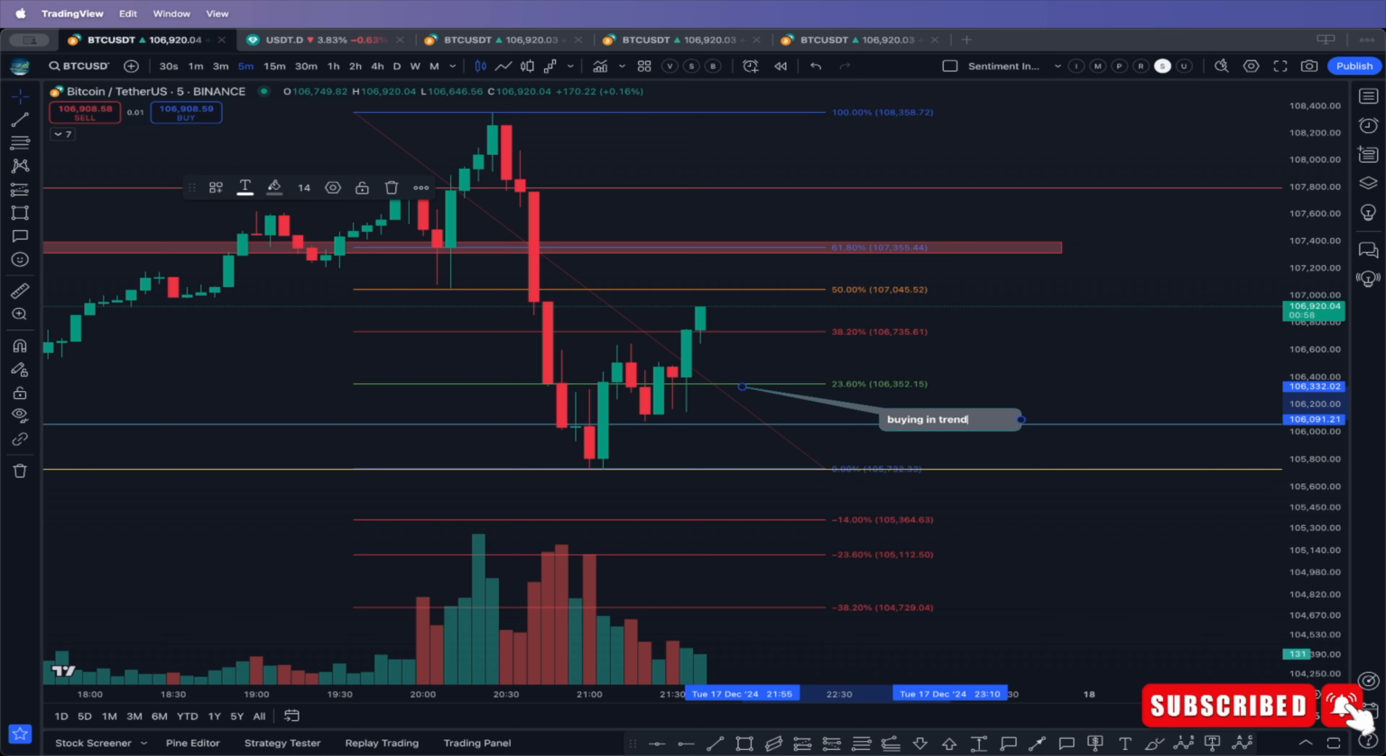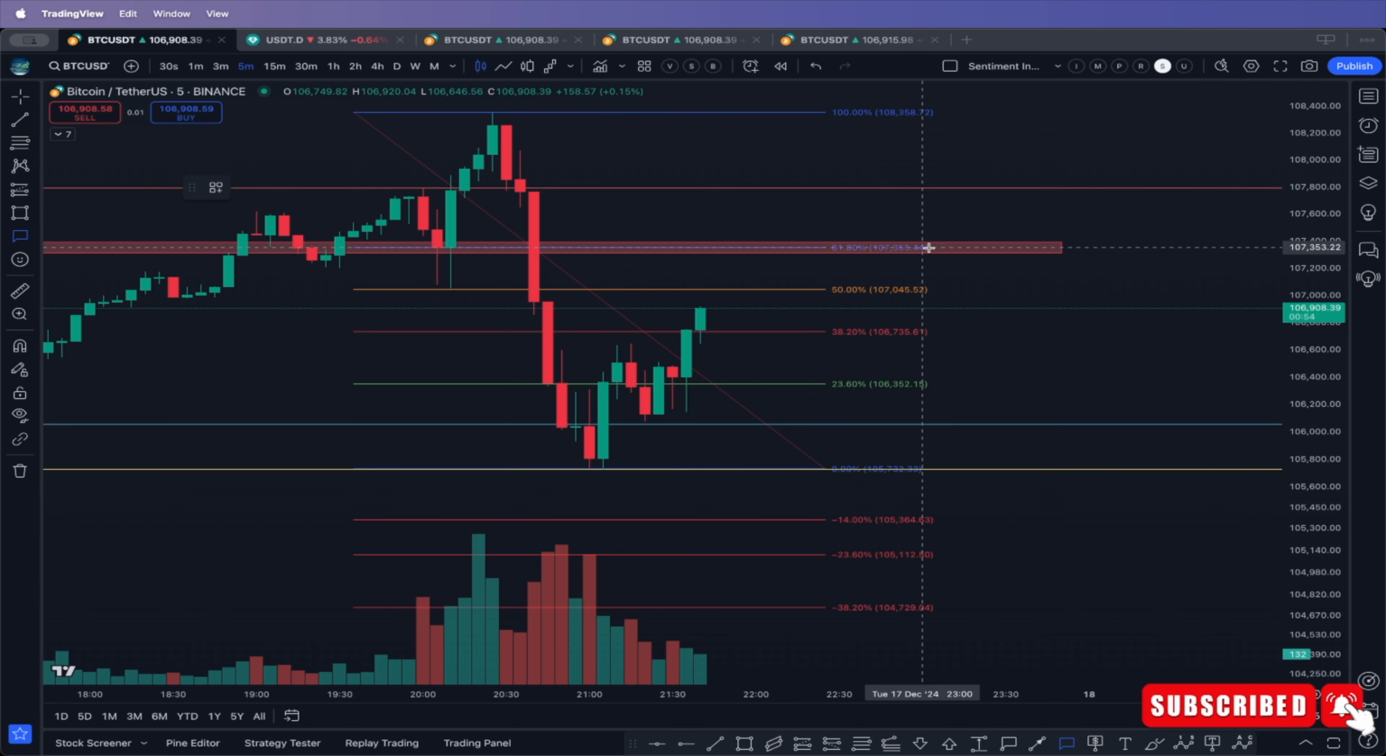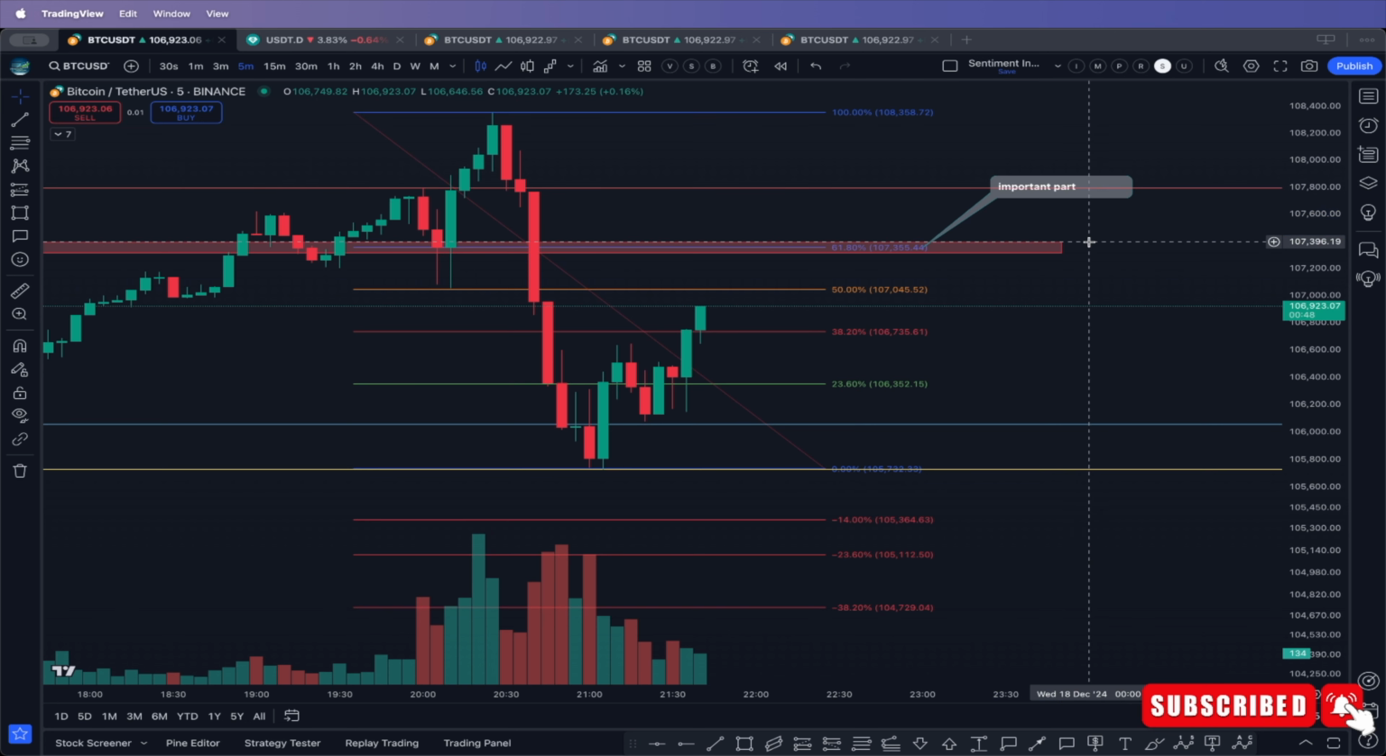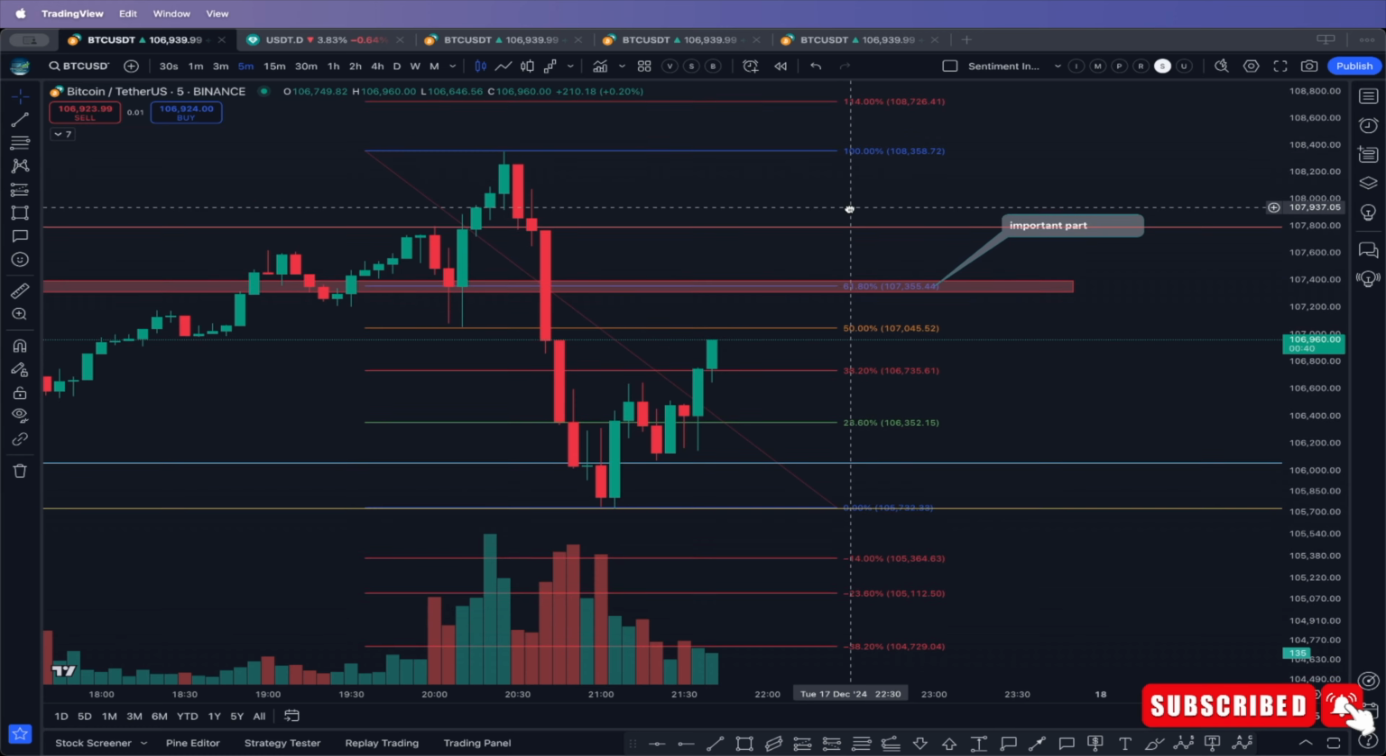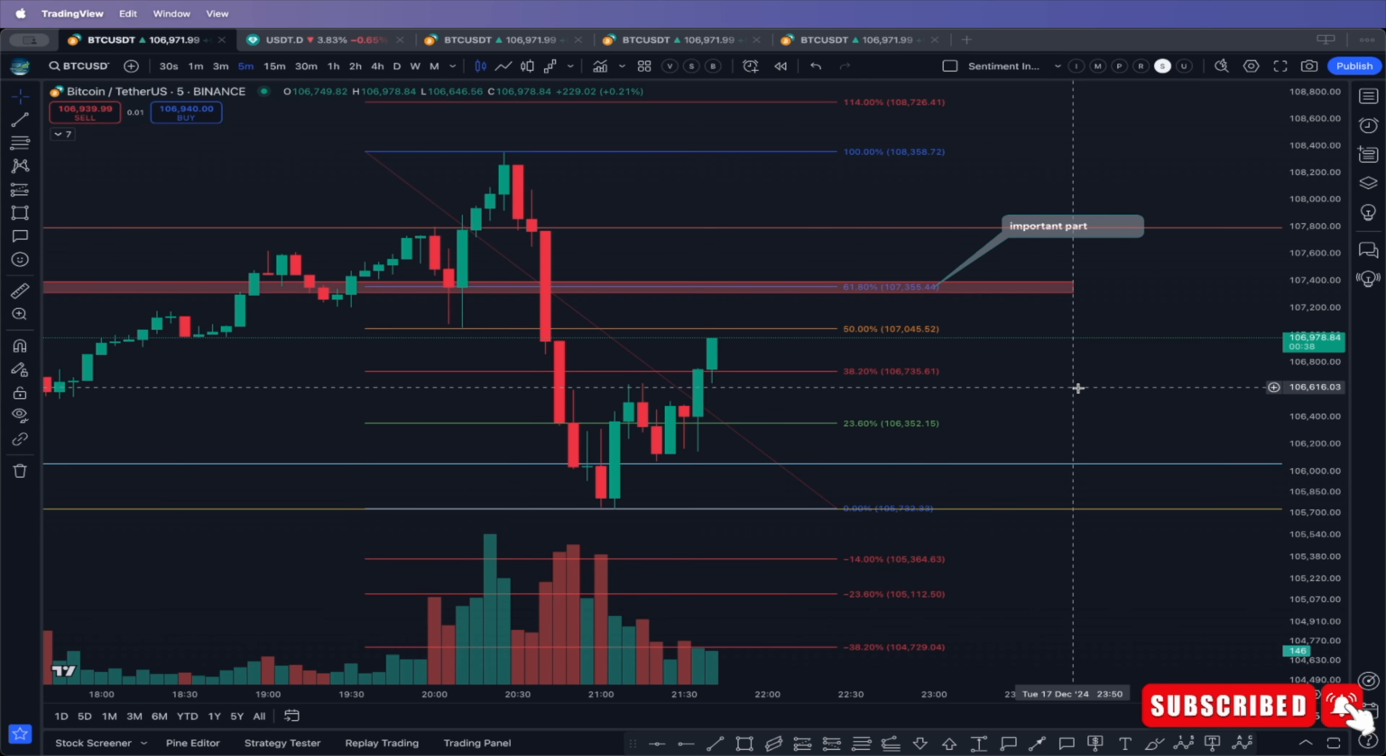And then this is the important part. I'm trying to explain Fibonacci in simple words. Okay, so 38%, 50%, these can be targets. 61% can be a target. 100% can be a target.